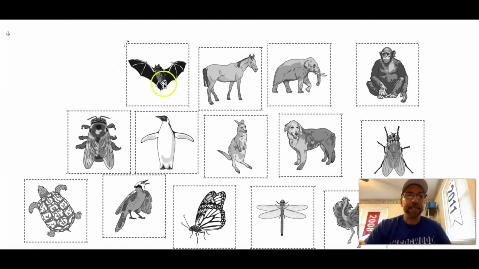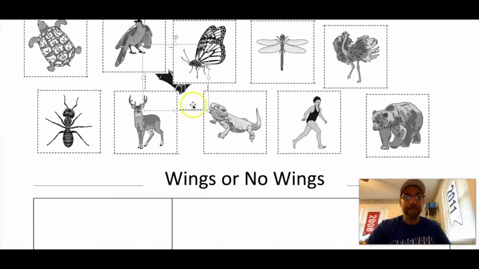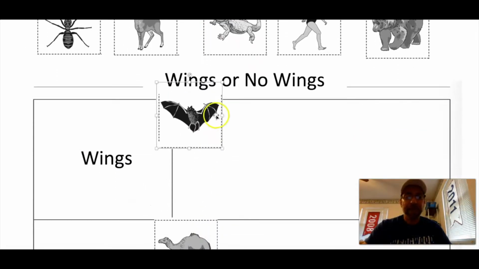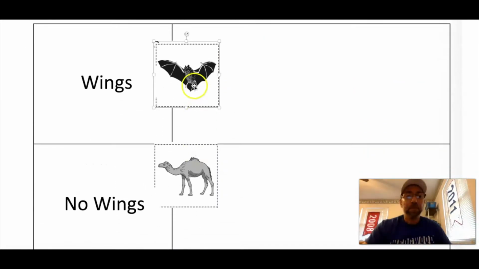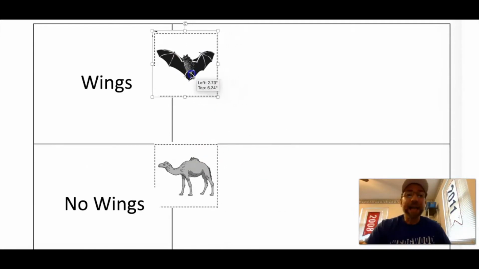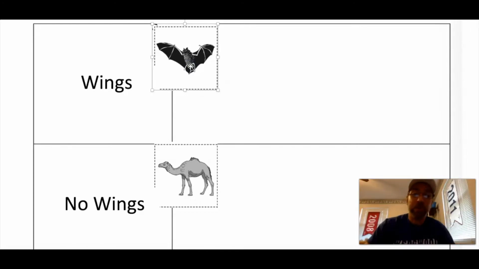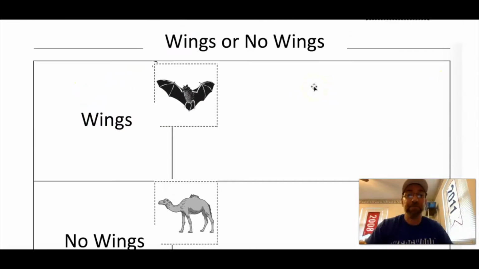Let's see our next animal. Oh, we have a bat. What do you think about the bat? Does a bat have wings or no wings? Well, the bat has wings. So I'm going to put it where the wings should go.